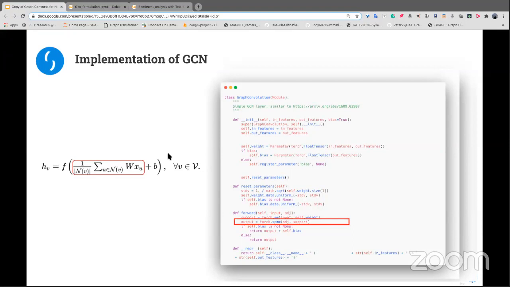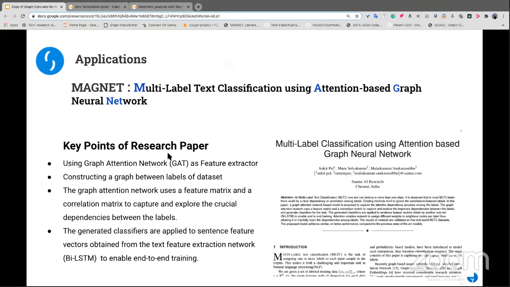So yeah, this is a paper from my lab, MAGNET. It uses a graph attention network as a feature extractor, and we are constructing a graph between the labels of the dataset. The graph attention network uses a feature matrix and a correlation matrix to capture and explore the dependencies between the labels. So we get the sentence features from the BiLSTM, and we find the dependencies between the labels using the graph attention network. And then we use both features to classify the documents.